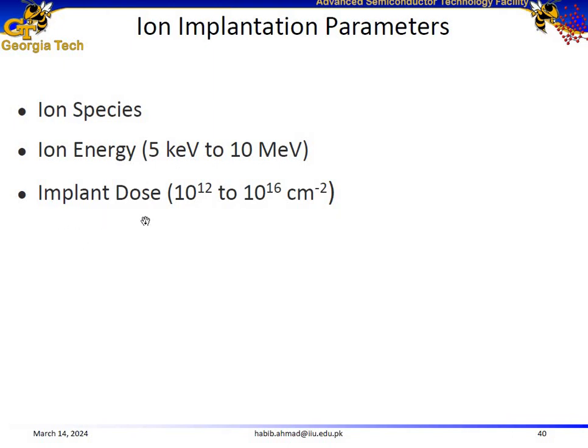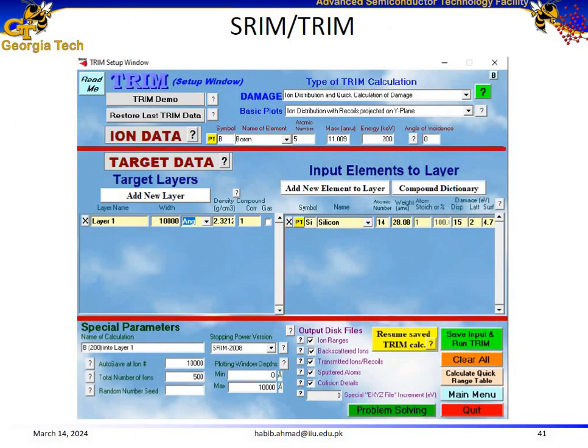The third parameter is implant dose, in the range of 10 to the power of 12 to 10 to the power of 16 per centimeter square. It's per centimeter square because ion implantation impacts the two-dimensional surface of a device. And implant dose defines the carrier concentration of p or n-type dopants in a semiconductor per centimeter cube.